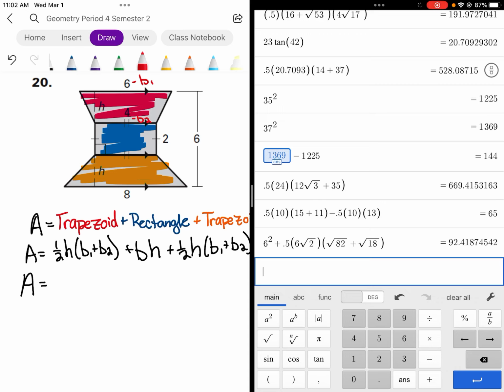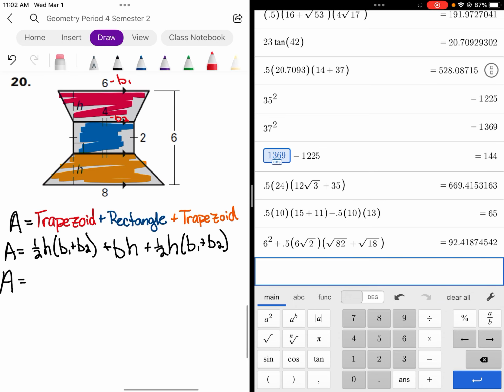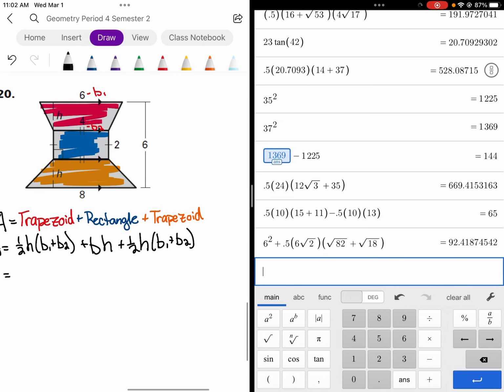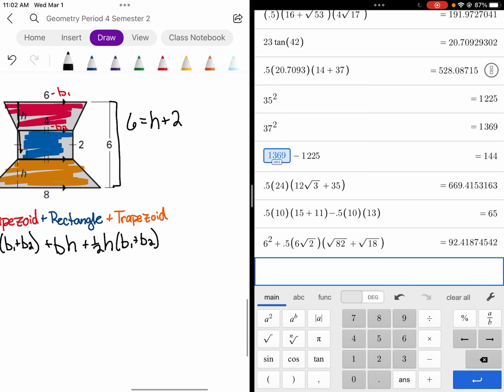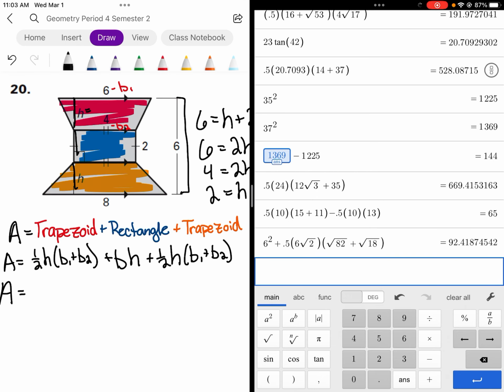And if we look, they are using the same variable for the height, which means that they have to be equal to each other. So we know if we look at this shape that the full height of the entire thing is 6. So we know that has to be equal to the height of the first shape plus the height of the second shape plus the height of the third shape. So that means we have 2 h's plus 2. And if we solve this equation, we are going to figure out that the height of each of those trapezoids is going to be 2.